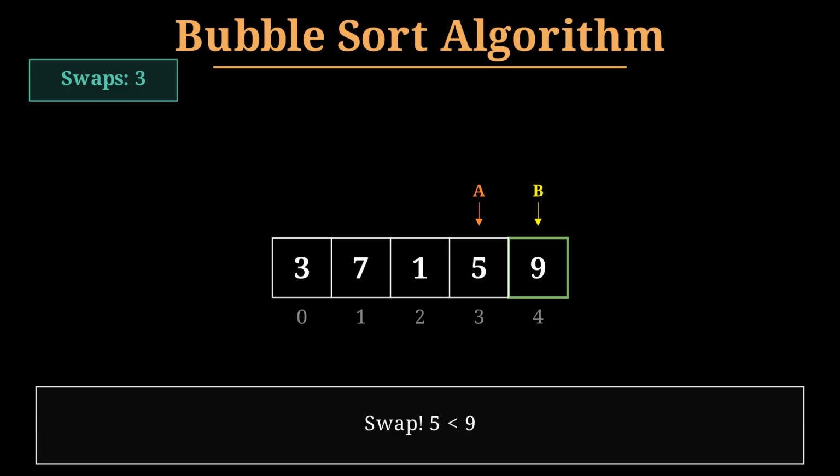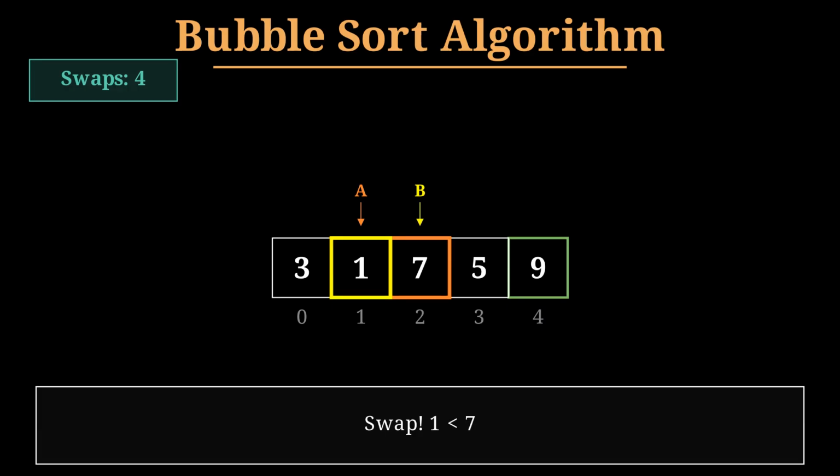Starting pass 2. We will compare each pair of elements that haven't been sorted yet. Now, let's compare 3 and 7. Since 3 is already less than or equal to 7, no swap is necessary. Now, let's compare 7 and 1. Because 7 is greater than 1, they are in the wrong order.